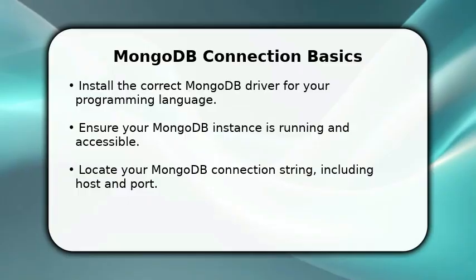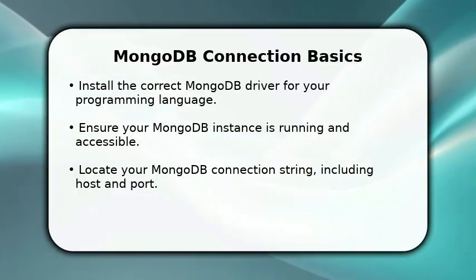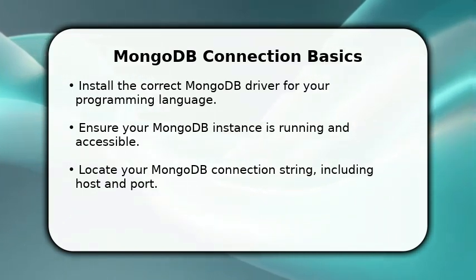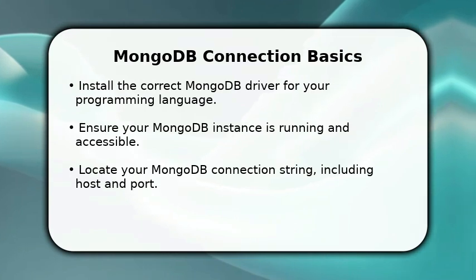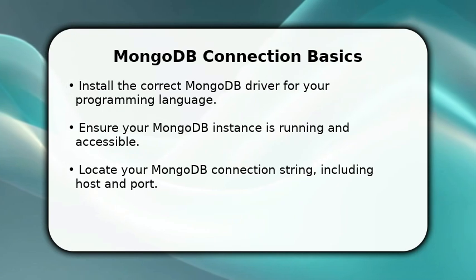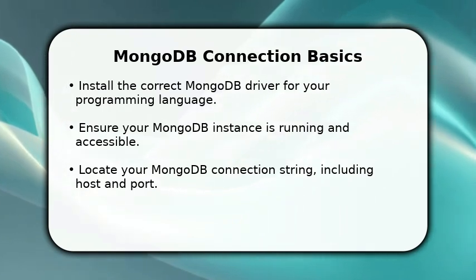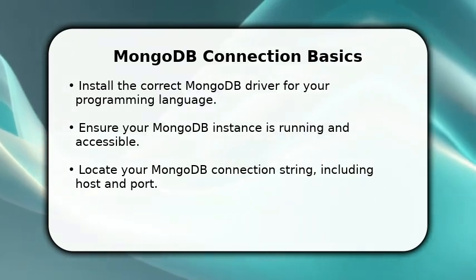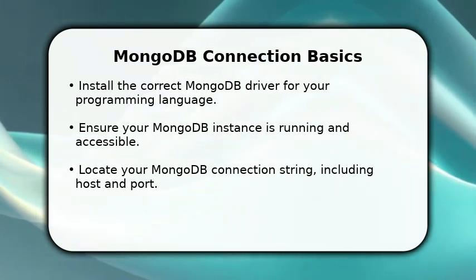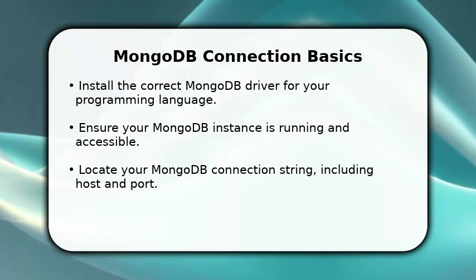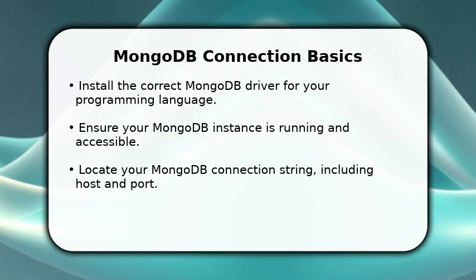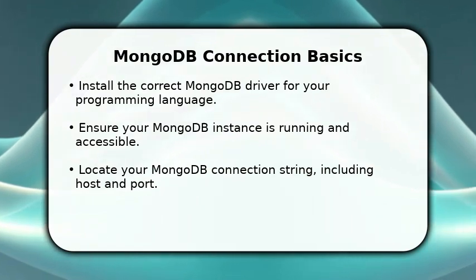In this video, I will explain how to connect to MongoDB. First, you'll need to install the appropriate MongoDB driver for your chosen programming language, like Node.js or Python. Next, confirm that your MongoDB server is actively running, whether it's a local instance or a cloud service. Finally, identify your connection string, which typically includes the host address and port number, often 27017. This string is crucial for establishing a successful connection.